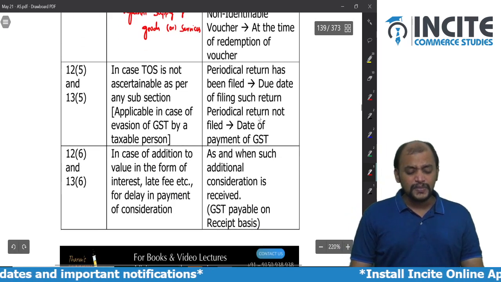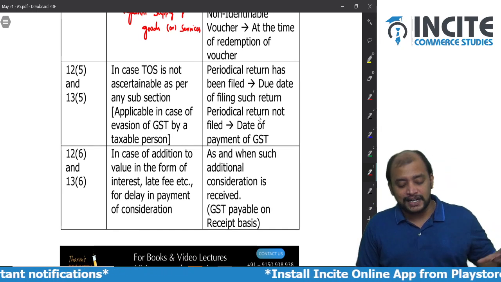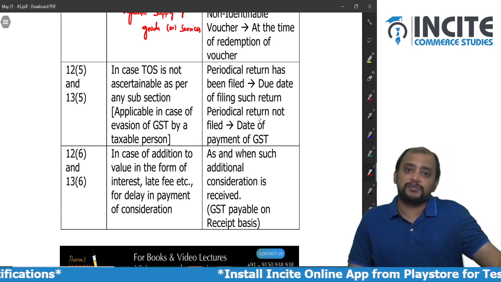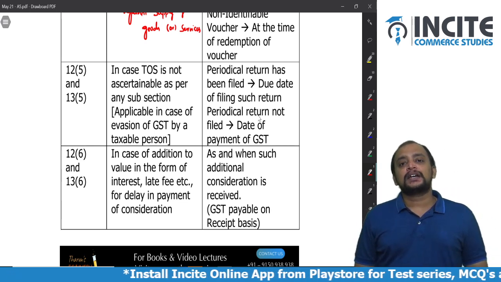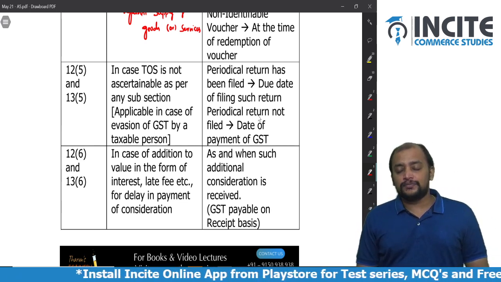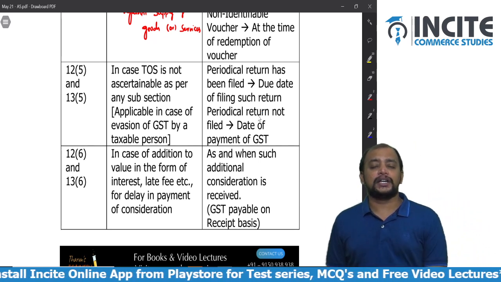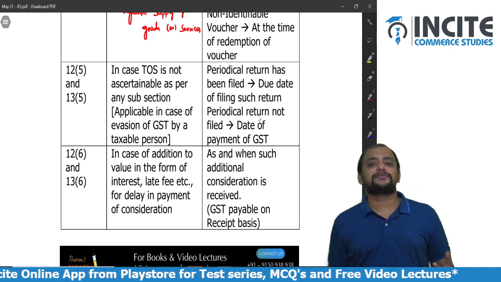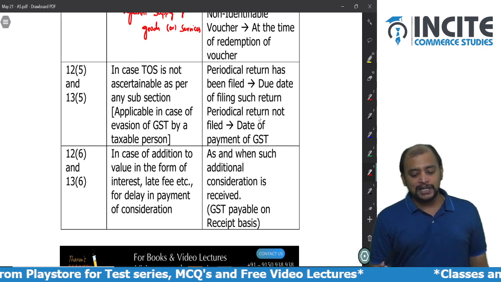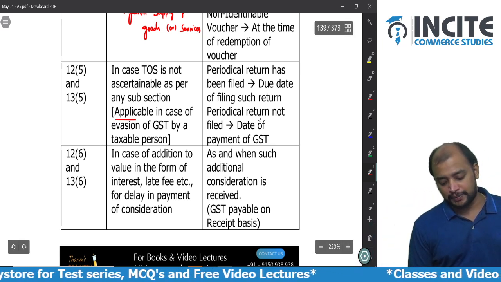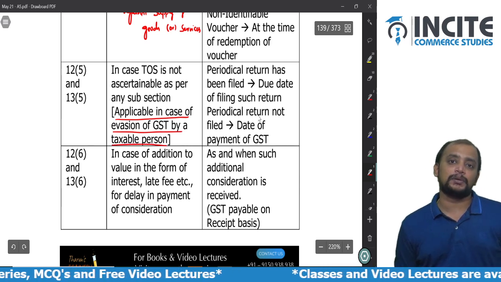Then, subsection 5. In case the time of supply is not ascertainable as per any of the preceding subsections, what will be taken as the time of supply? Why is it not ascertainable? Because the details of the invoice and payment are not there. It means that the person tried to evade payment of GST with respect to the transaction. So it is usually applicable in case of evasion of GST by a taxable person.